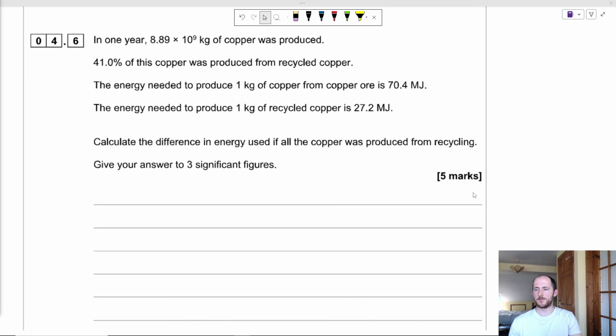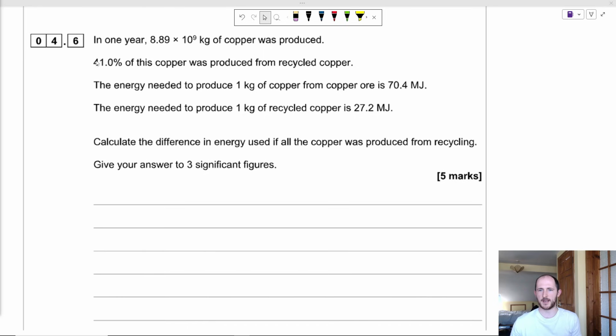Here we come on to a 5-mark calculation, which is somewhat interesting, I suppose. It says in 1 year, 8.89 times 10 to the 9 kilograms of copper was produced. 41% was recycled copper. The energy needed to produce 1 kilogram of copper from the actual ore is 70.4 megajoules. For recycled it's 27.2. Calculate the difference in energy used if all the copper was produced from recycling. Give your answer to 3 significant figures. So it's 5 marks because there's a few different steps.